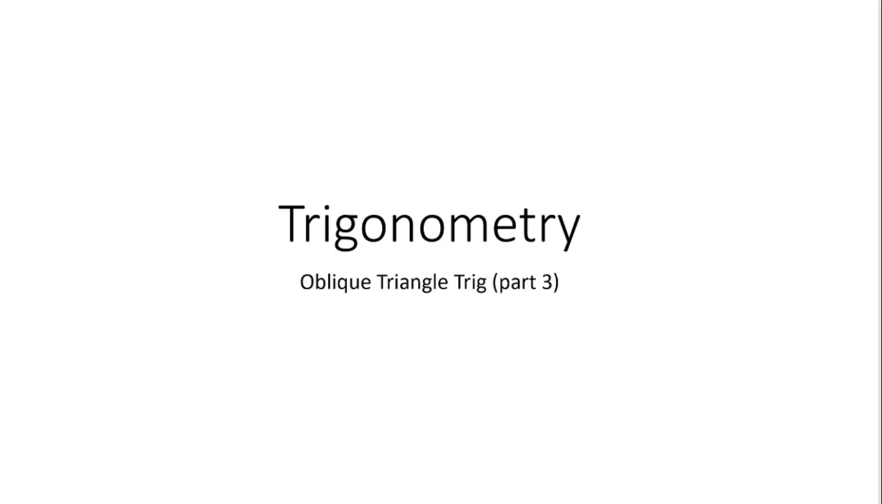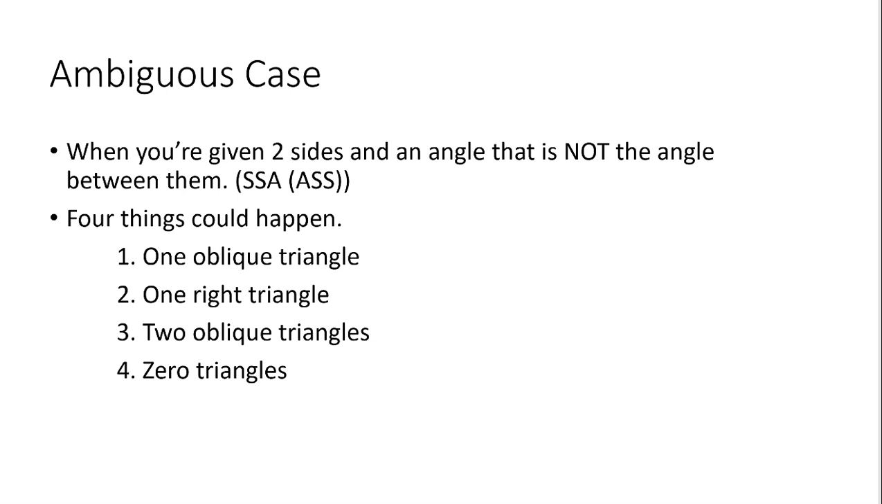Okay, in this video we're going to talk about the ambiguous case. So that's the situation where we have a triangle and we're not sure exactly what to do with the triangle because of the information given to us. The ambiguous case occurs when we have angle side side, or side side angle if you're proper.